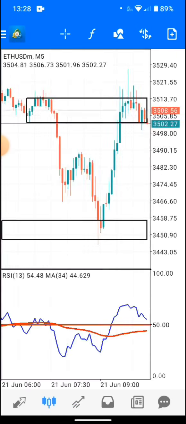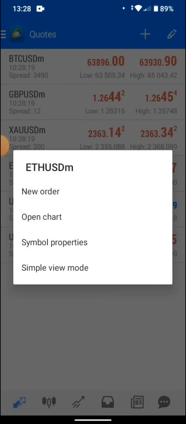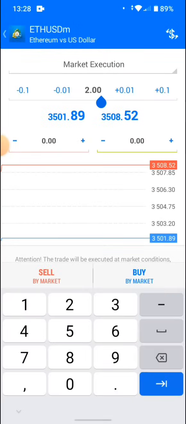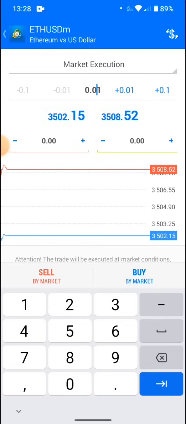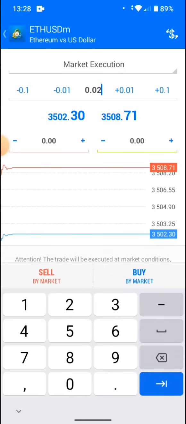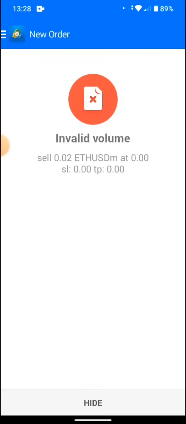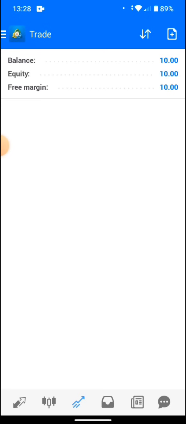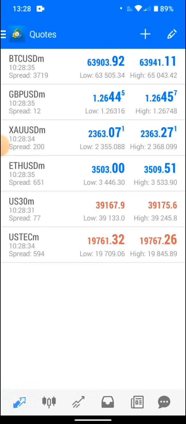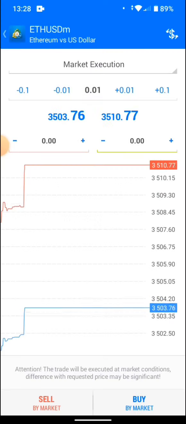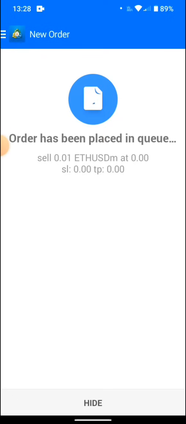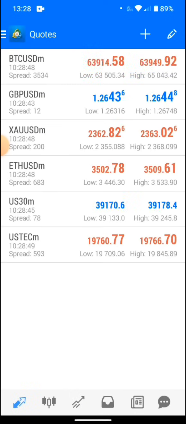So now, without just talking, let me show you something. I'll just enter. Now if I want to enter, I'll enter with 0.02. Why? Because this is less volatile. Okay, so I'll enter for a sell. Okay, so let's go with this. Let's go with 0.01 at least. Oh, my broker does not allow me to buy with Ethereum.